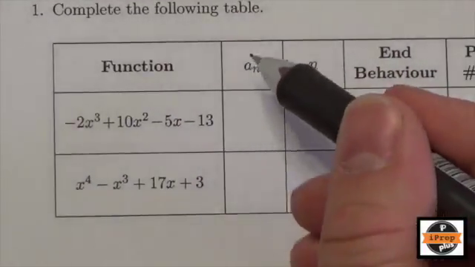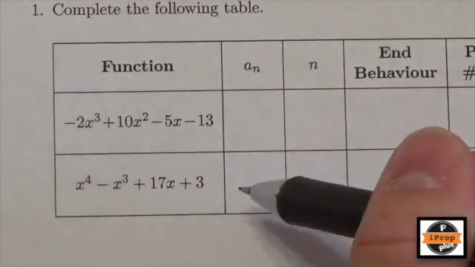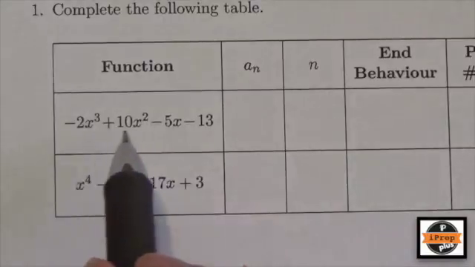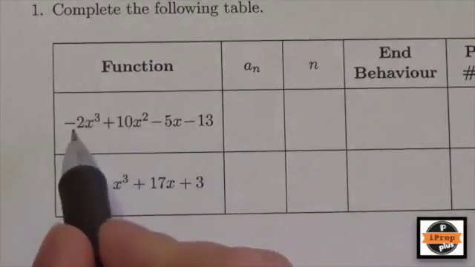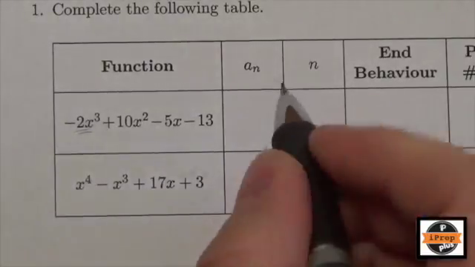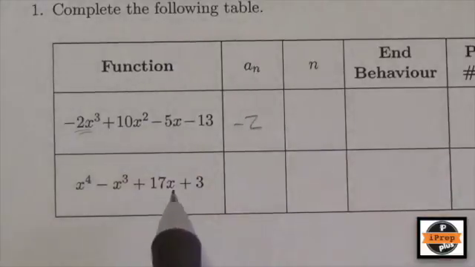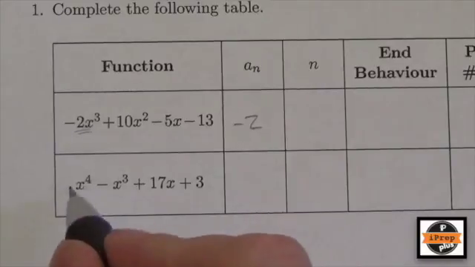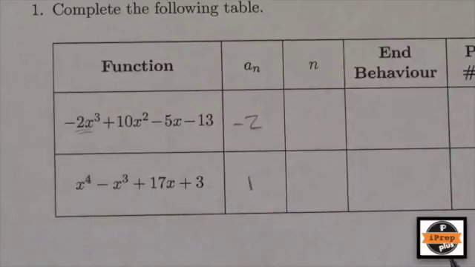So first of all, in this first column, we're going to identify the leading coefficients in each of these cases. What that requires us to do is first find the term with the highest degree, and we're going to grab the coefficient. It's going to be -2. Here, the term with the highest degree is the first term, x to the fourth, and the coefficient here is just going to be 1.